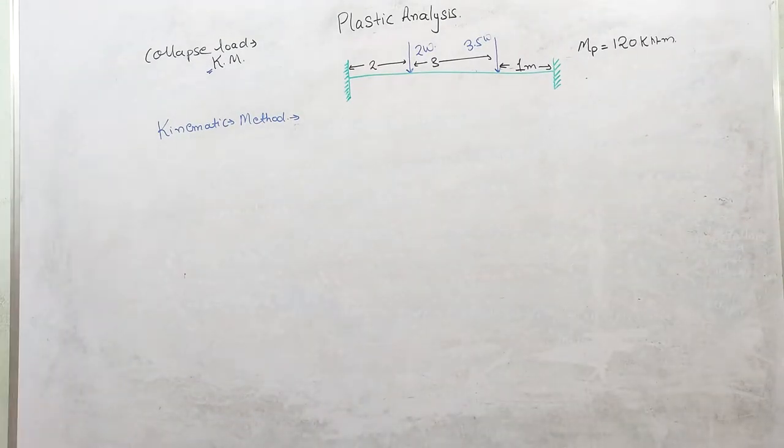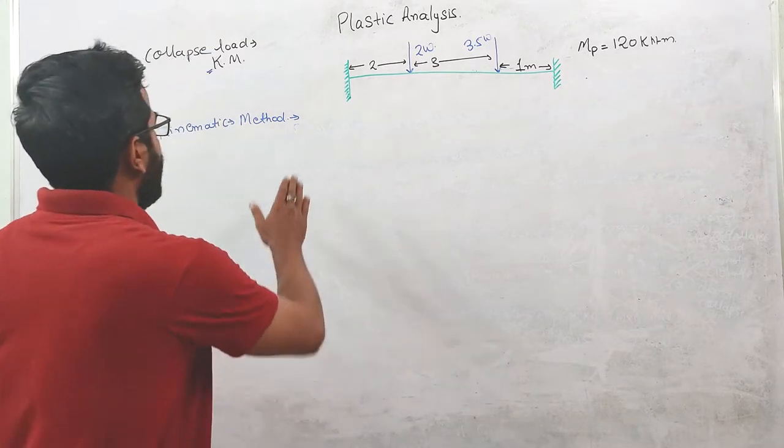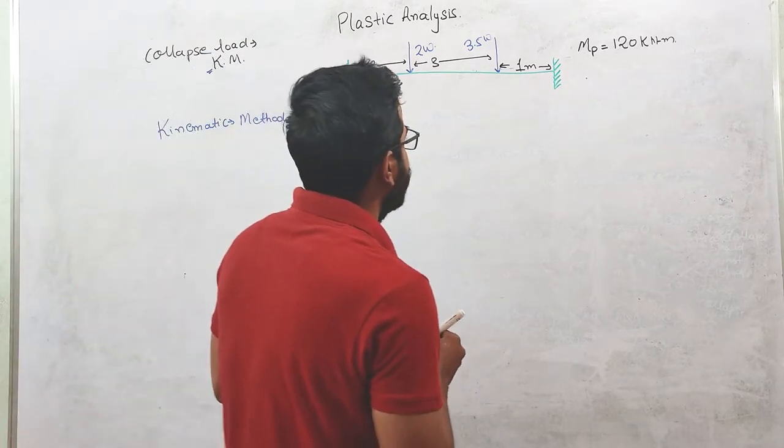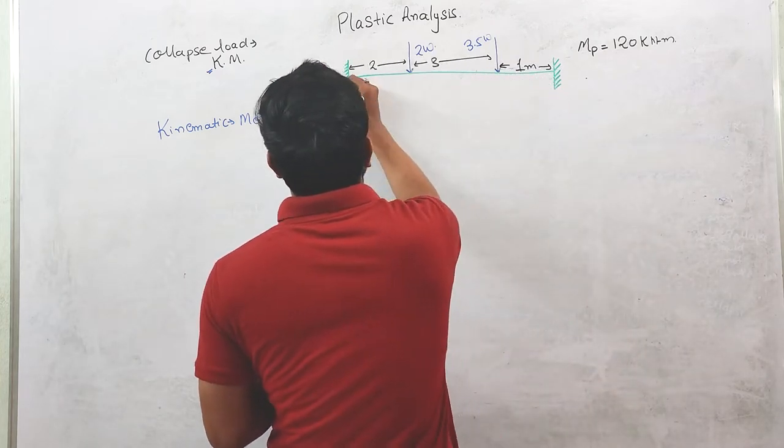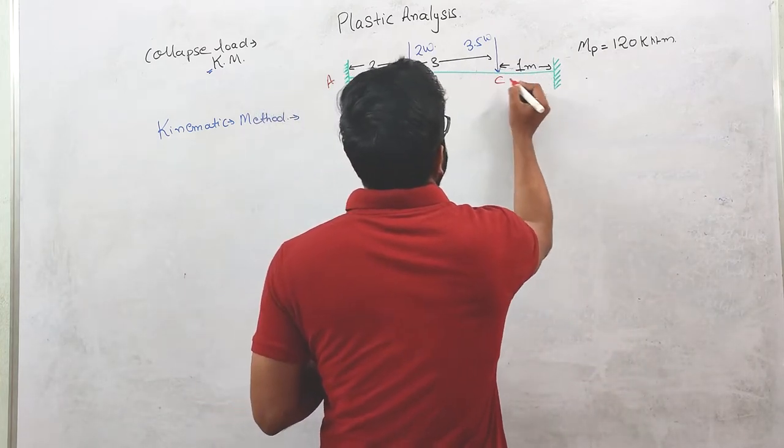So now, in the kinematic method, first of all, let us talk about the static indeterminacy of the structure. Let us suppose this is A, this is B, this is C, and this is D.